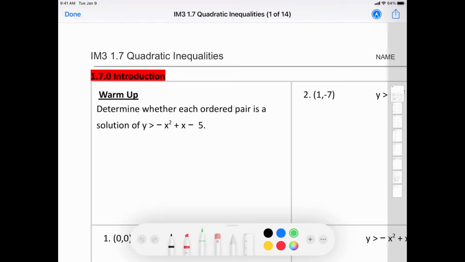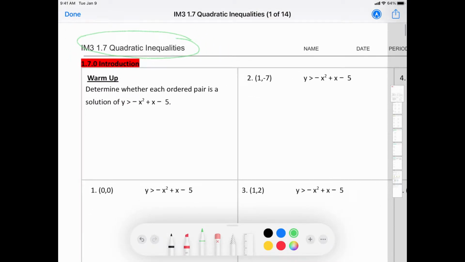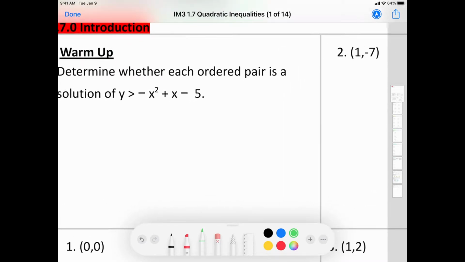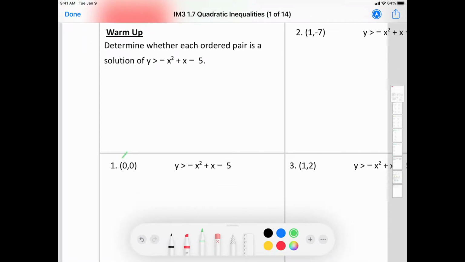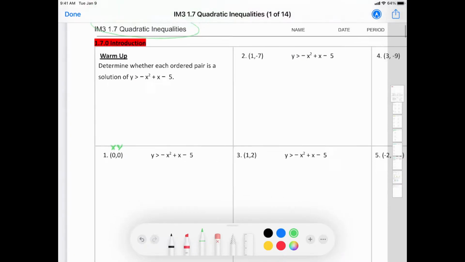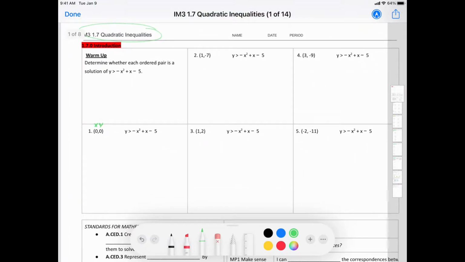Hey guys, let's go over 1.7 quadratic inequalities. Here in my introduction, I have a warm-up. Determine whether each ordered pair is a solution of y is greater than negative x squared plus x minus 5. And this might help you. This is the x, and this is the y. Go ahead and press play when you want to see me go over these 5 problems.